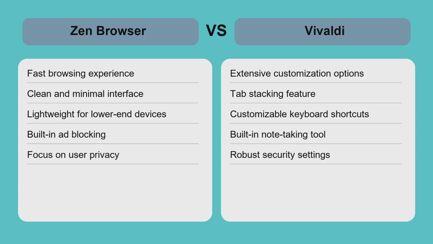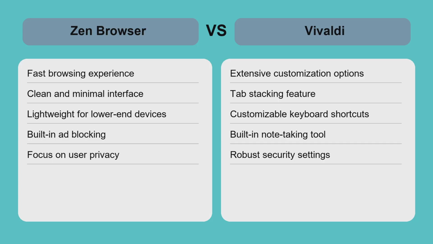On the other hand, Vivaldi caters to those who enjoy customizing their browsing experience. With features like tab management and built-in tools, it's ideal for users who multitask and need a tailored setup. The trade-off lies in the learning curve. While Zen Browser is easy to use, Vivaldi may require time to master its many features.